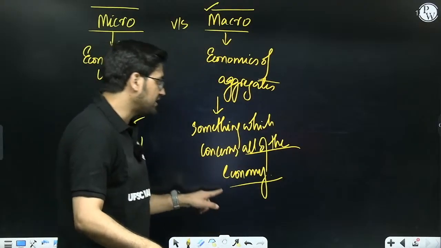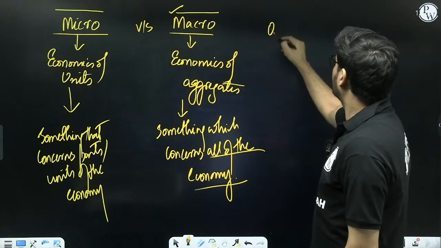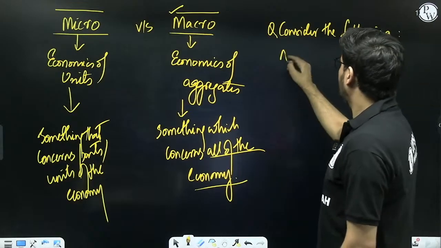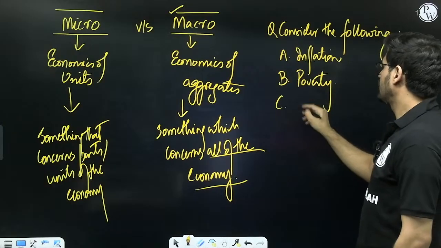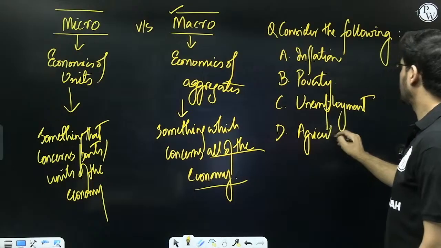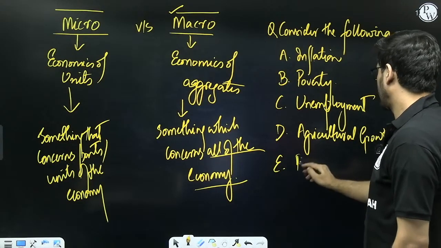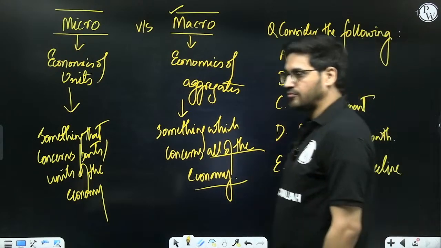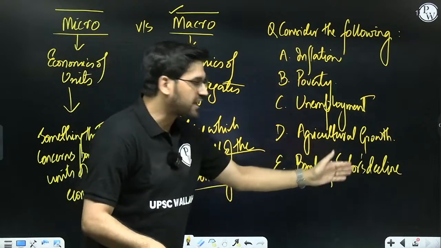You will not be able to understand this definition unless I ask you a question. For example, the question I am posing to you is, consider the following: A, inflation; B, poverty; C, unemployment; D, agricultural growth; E, let me pick up something, banking sectors decline. I am giving you some options: inflation, poverty, unemployment, agricultural growth, banking sectors decline.